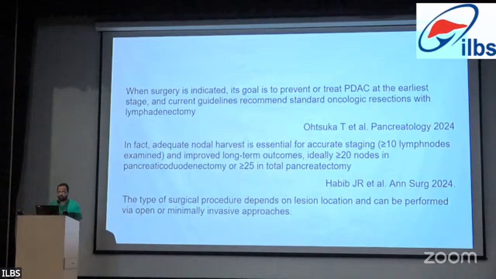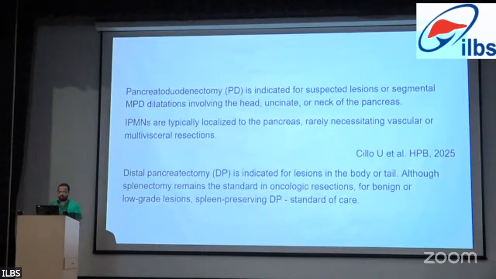Adequate nodal harvest is necessary, at least 10 lymph nodes for staging. Ideally, more than 20 nodes in pancreatoduodenectomy and more than 25 in total pancreatectomy. The type of surgery again depends on the location of the lesion and can be performed either with open or minimally invasive procedure. PD, pancreatoduodenectomy, is indicated when the lesion is in the head and situated on the neck of the pancreas. IPMNs are typically localized to the pancreas, so they rarely require vascular or multivisceral resections.